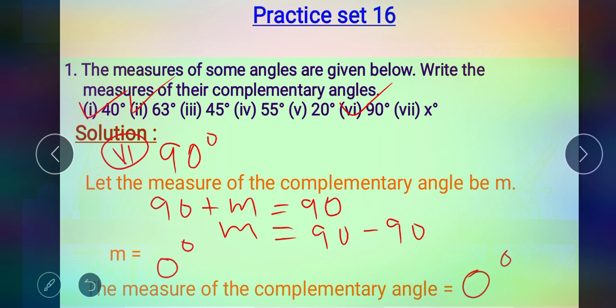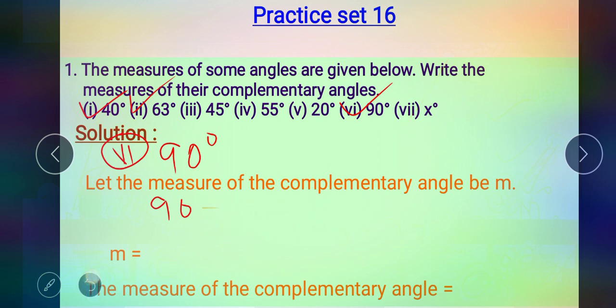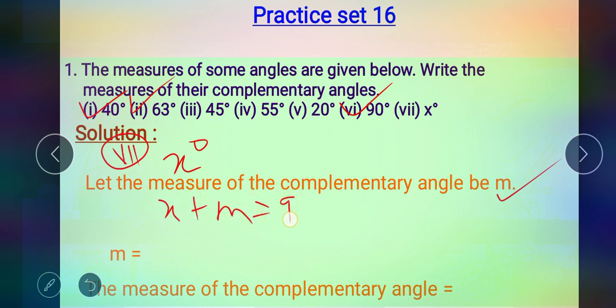In the same way, students, you can do the seventh one. Let me show you how. In the seventh one we have the measure of the angle x degrees. The complementary angle I'll take as m, so x plus m is equal to 90 degrees, because the addition of complementary angles is 90. Now x is addition over here; when you change the side it will become subtraction, and we'll get 90 minus x. So we got the value of m as 90 minus x degrees.